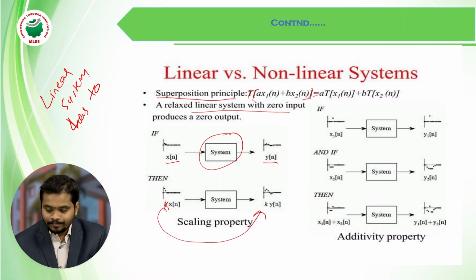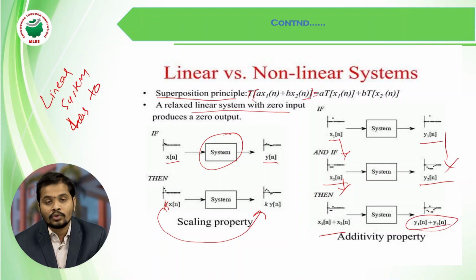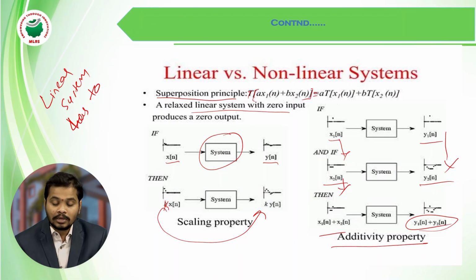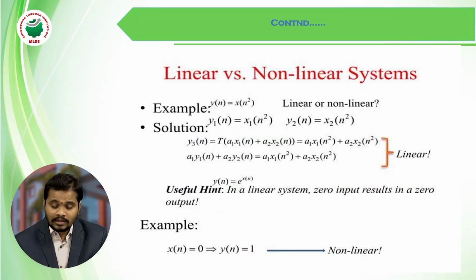This is nothing but the scaling property. So coming here, x1 of n I am giving, y1 of n it is giving; x2 of n I am giving, y2 of n it is giving. Now I am combining those two inputs and it has to give the combination of those two outputs. This is nothing but the additive property. So linear versus non-linear means it has to satisfy the superposition principle, and the superposition principle is nothing but the weighted sum of the two inputs will be equal to the individual sums. Okay. And these are the examples.